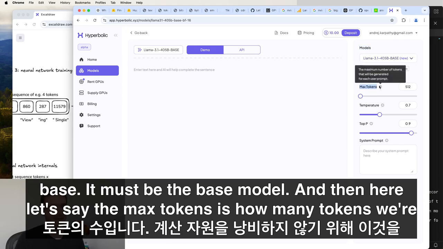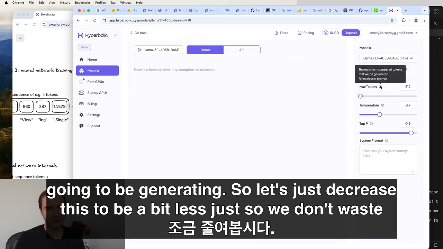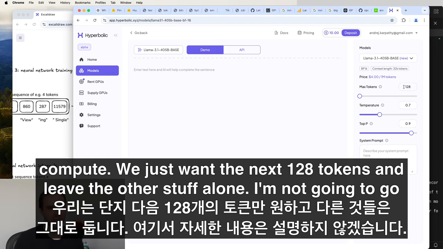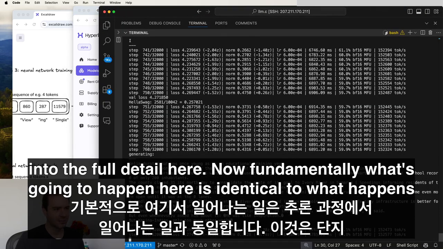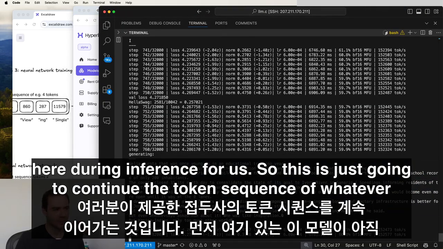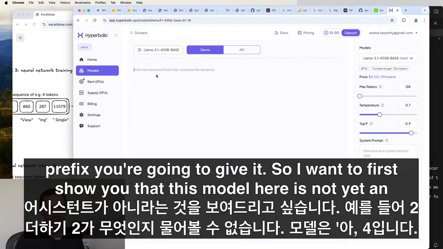Here, the max tokens is how many tokens we're going to be generating. Let's decrease this to be a bit less, just so we don't waste compute. We just want the next 128 tokens, and we'll leave the other stuff alone. I'm not going to go into the full detail here. Fundamentally, what's going to happen here is identical to what happens during inference for us. This is just going to continue the token sequence of whatever prefix you give it.